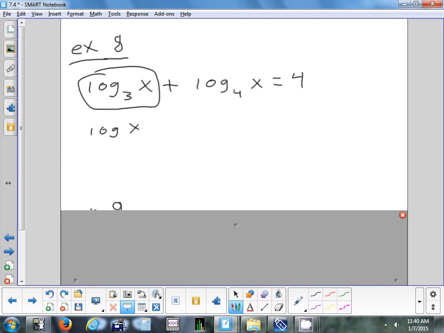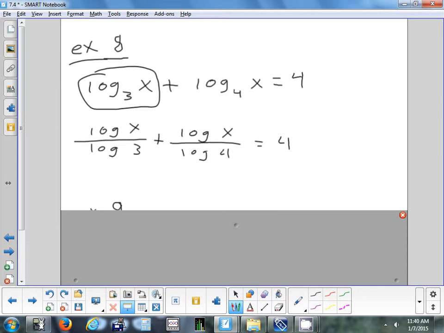Log x over log 3. Look what just happened. Now they have the same base, 10. Can you do the second part for me too? Log x divided by log 4. Look what just happened. Now they have the same base. Everything now has a base of 10. Okay? This would be your first step in solving this equation.